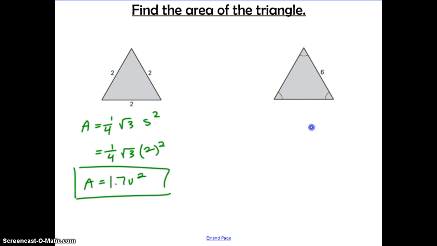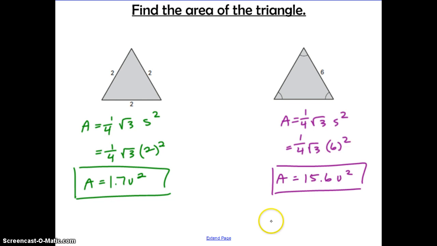Go ahead and pause, find the area of this triangle, and then come back and check with me to see if you got it right. Hopefully you found that the area of this triangle is 15.6 units squared. If you didn't, it probably was some calculator work when you were putting this into the calculator. Make sure you carefully go step by step when you're putting all of this into the calculator.